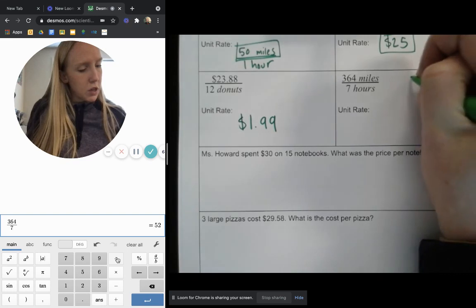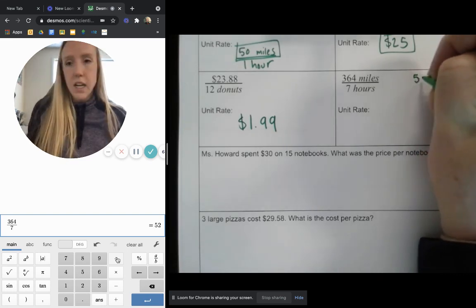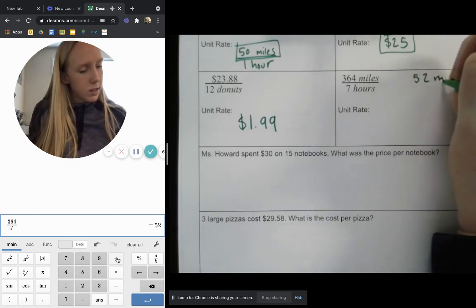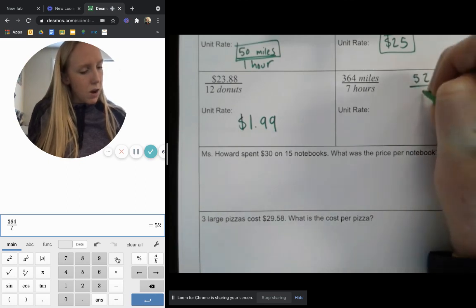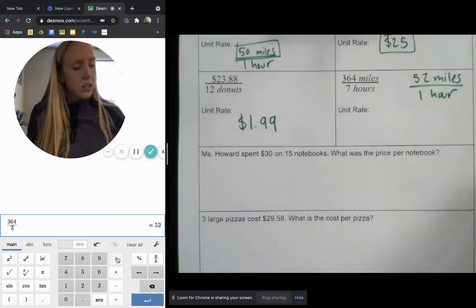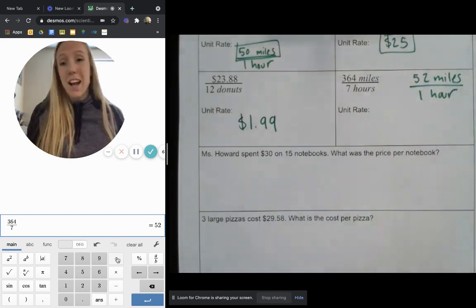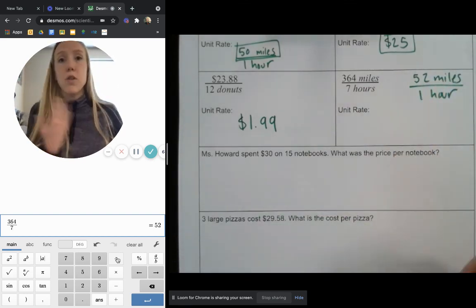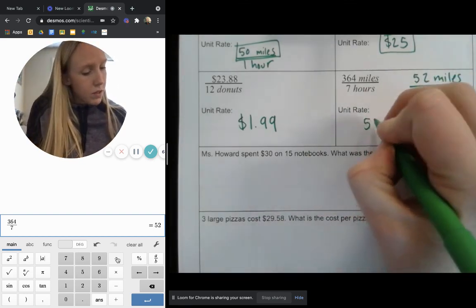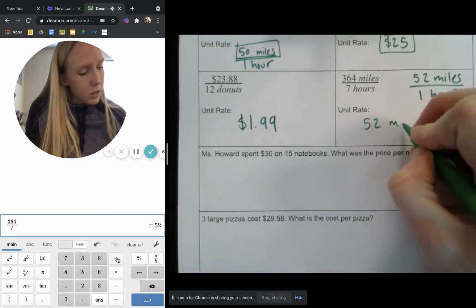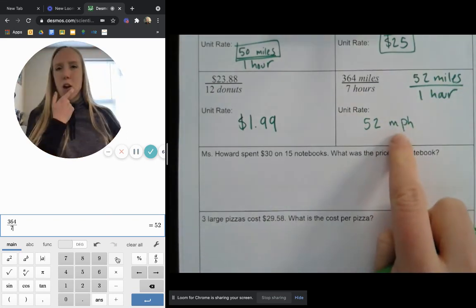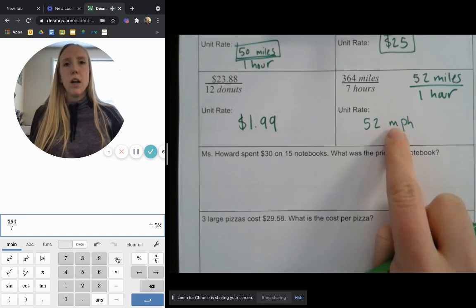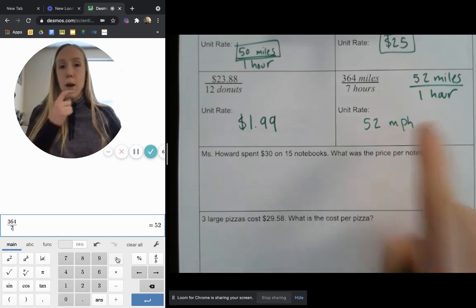So this person traveled 52 miles in 1 hour. And so the unit rate, and we could actually write this in miles per hour. That's actually a unit rate that we're familiar with. 52 miles per hour. And that's the common abbreviation for miles per hour, MPH, miles per 1 hour.